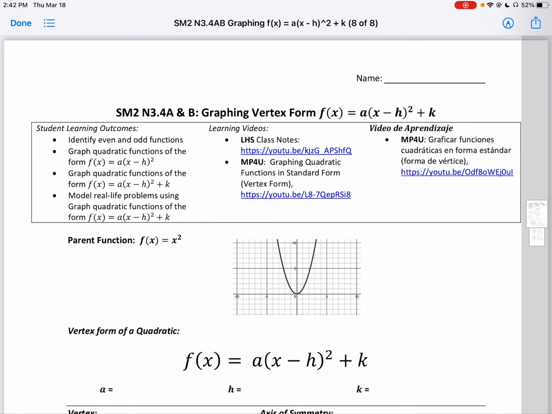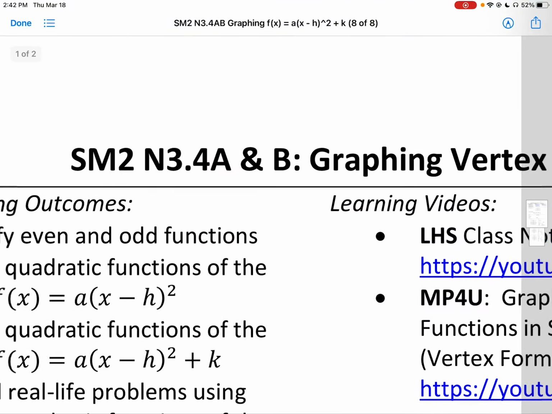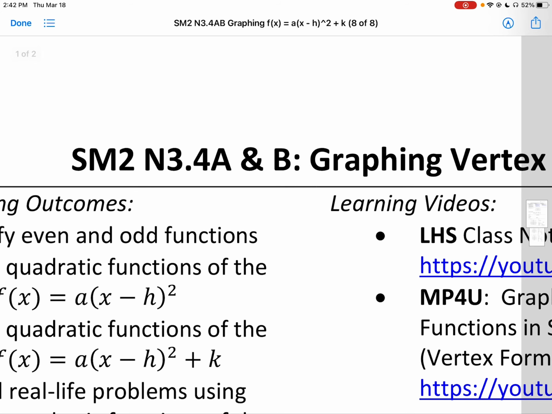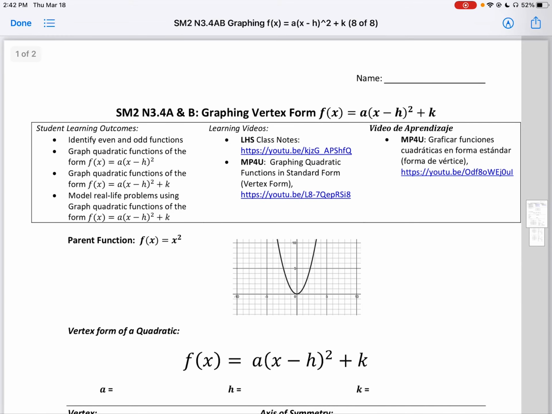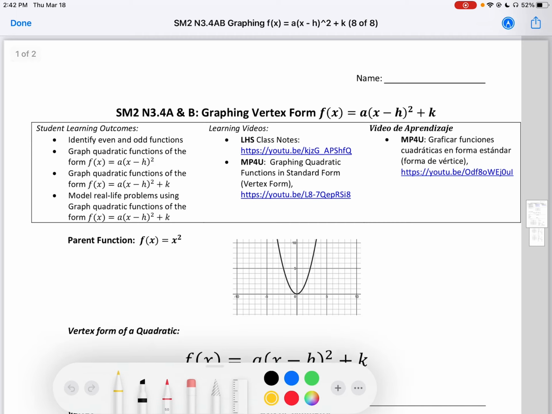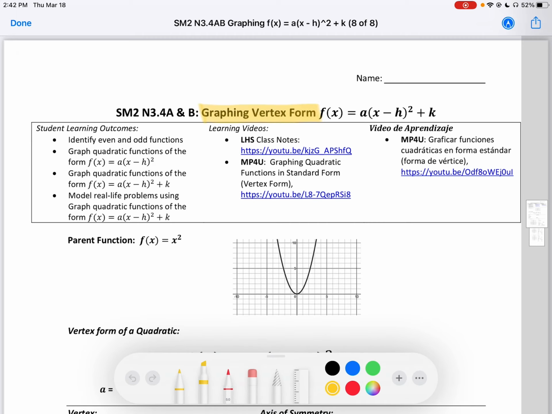Okay, so our next section is notes. This is actually the last thing we're going to learn before the test, but it's a pretty meaty thing. It's a pretty big thing. So you should be on section 3.4. Your notes say 3.4a and b. We're going to learn how to graph a quadratic function in vertex form. Okay, graphing in vertex form.